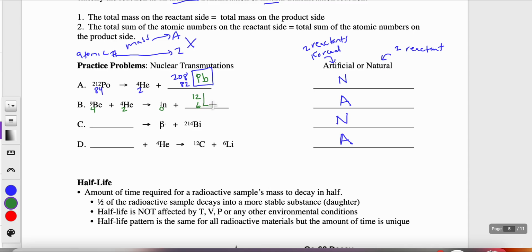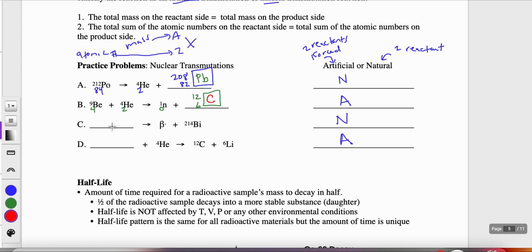So now I can figure out the identity of the missing structure by looking up atomic number 6. And when I look up atomic number 6, that is the element carbon, so we'll put a C there for its symbol.